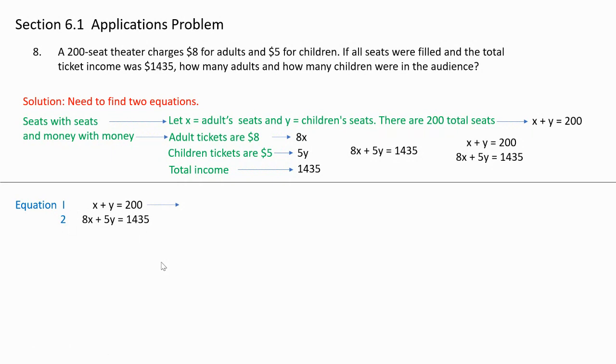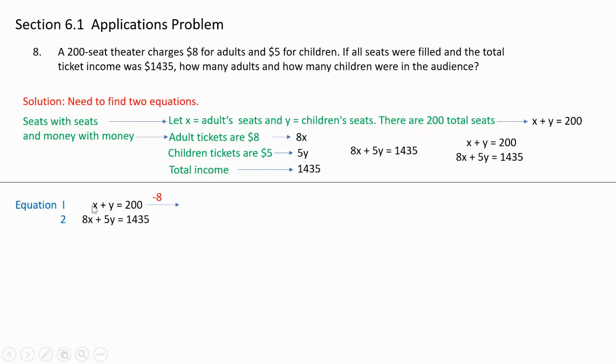This way you can do it by graphing, by substitution, or the elimination method. But in my opinion, it's already set up in the ax plus by equals c form. So that way it's easier or more convenient to do the elimination method. So here, it doesn't matter what you want to get rid of, the x's or the y's. Here, I decided to get rid of the x's.